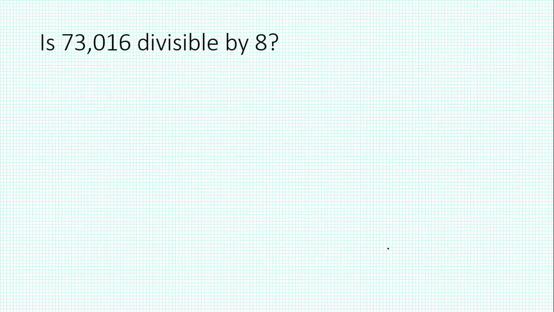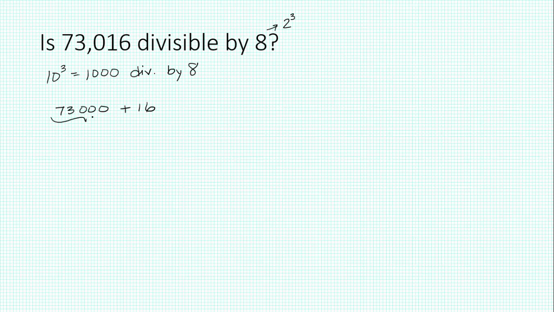Let's see more. Here's an example. 73,016. Is it divisible by 8? Well, keep in mind that 8 is 2 to the third. So we know that 10 to the third, or 1,000, is divisible by 8. So let's rewrite 73,016 as a multiple of 1,000 plus 16. Automatically, this is divisible by 8.